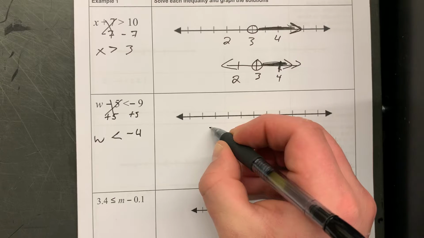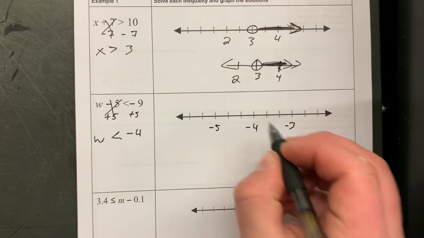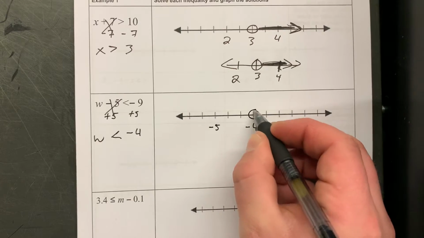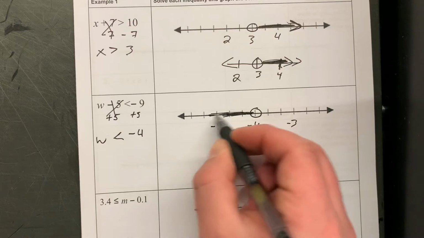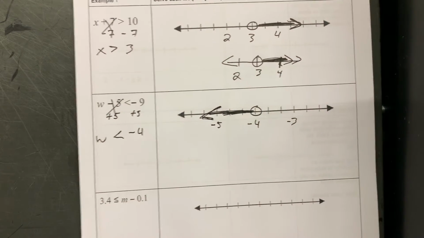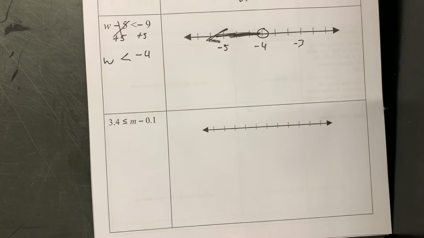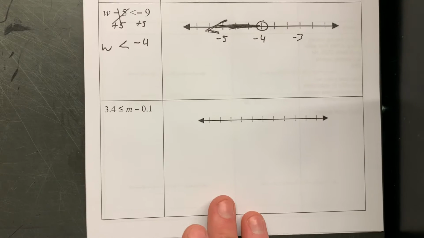Negative 4, negative 5, and then I'll have negative 3 over here. And it's showing me that w is less than negative 4, so that means it's going to go down to my left if it's less than. And it's an open circle because it does not have a line underneath it for equal to, less than or equal to. We continue down here to our third example.